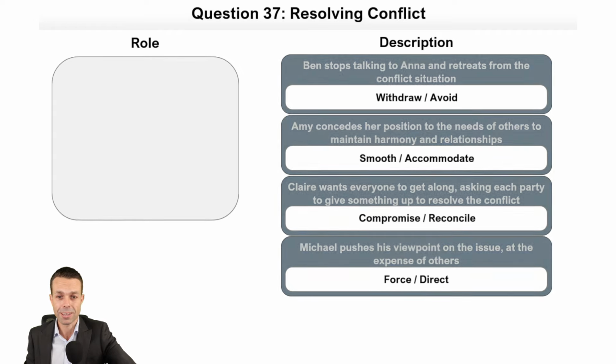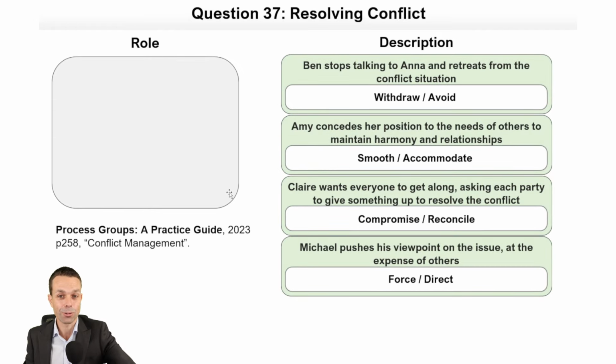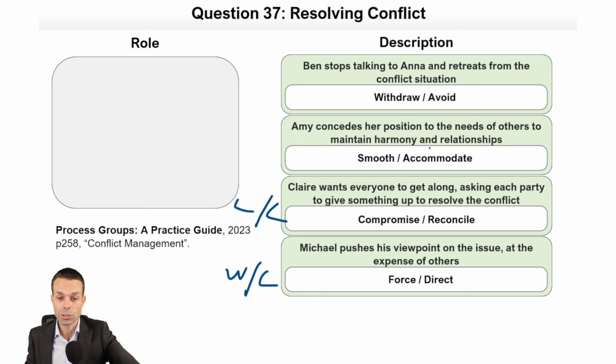He is forcing the issue on other people. Now let's just double check this and make sure we got it correct. Okay, that is correct. And so what we're looking at here is smooth and accommodate. Compromising and reconciling is a lose-lose. Forcing or directing is a win-lose because you're winning and someone else is losing. And smoothing and accommodating, I think, is a lose-win. And maybe withdrawing is actually also a lose-lose, I think. The only one that's win-win is problem solving and collaborating with your team. But check that out on page 258 under conflict management.